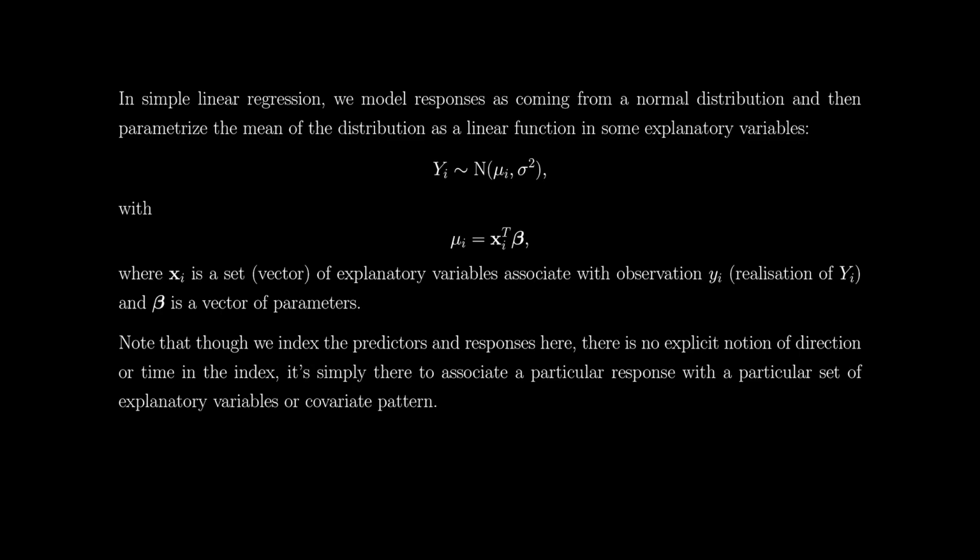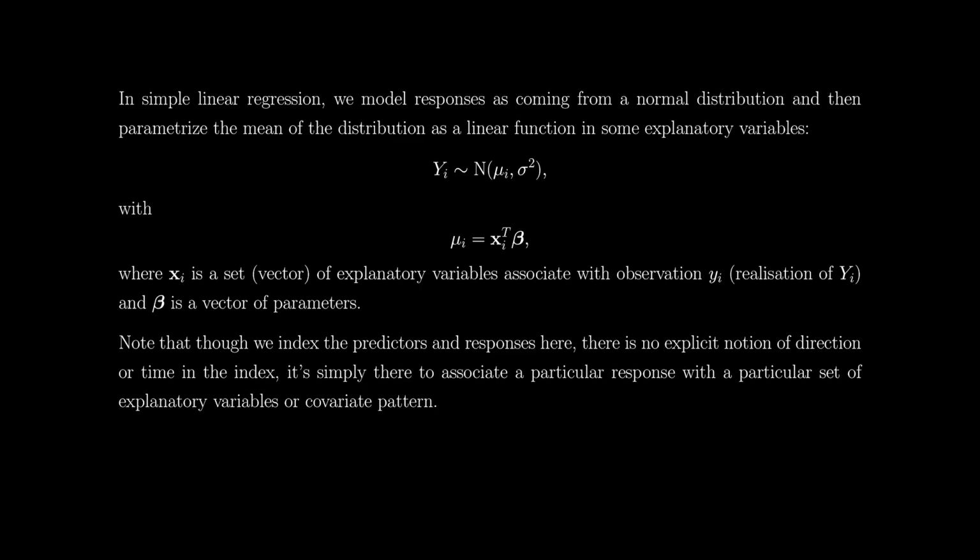Now recall that in basic probability theory, we typically define a random variable, say capital X, which has an associated distribution. We then model observations as realizations being generated from this distribution. Our choice of distribution and parameterization depends, of course, on the context. So, for example, in simple linear regression, we model responses as coming from, say, a normal distribution, and then we parameterize the mean of that distribution as simply being a linear function of some set of explanatory variables.